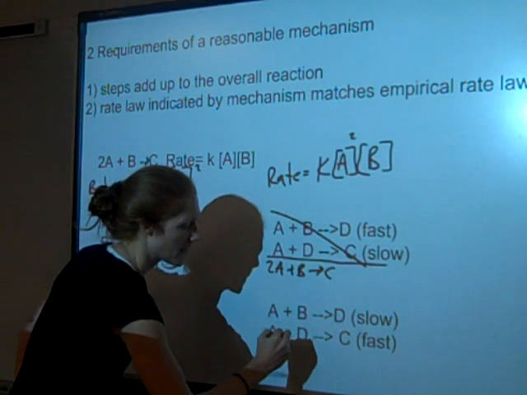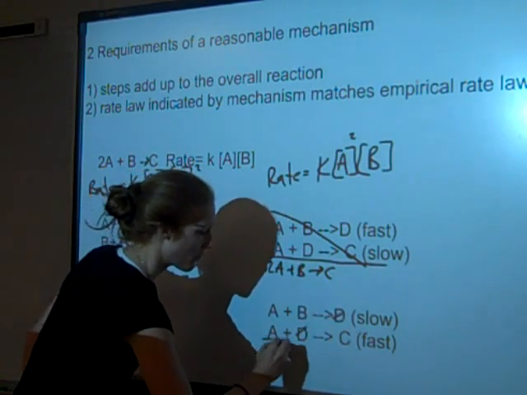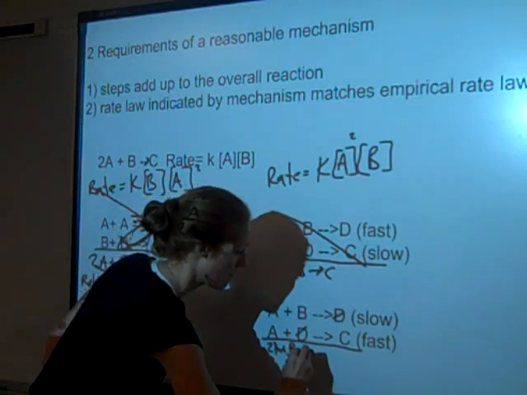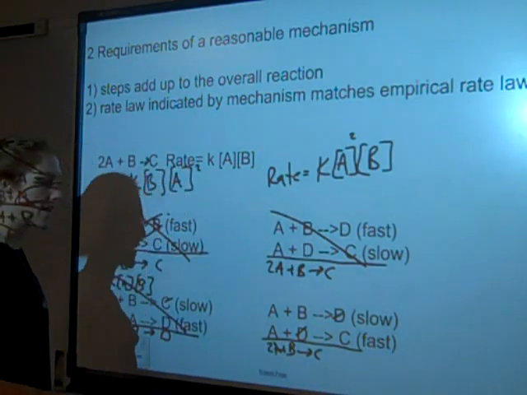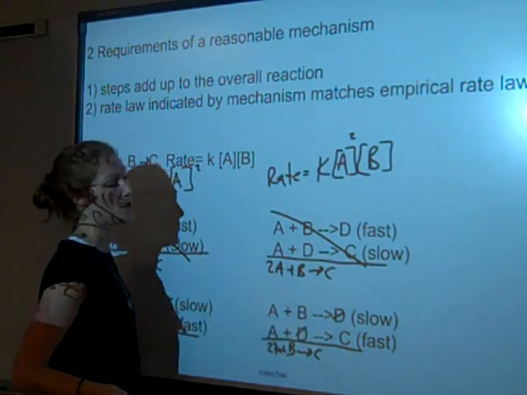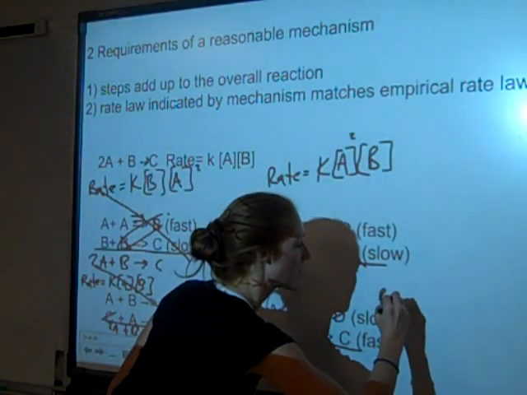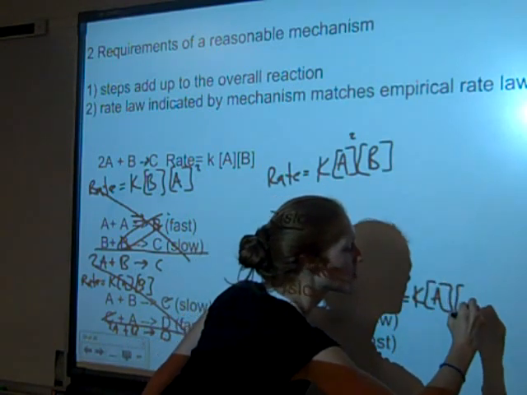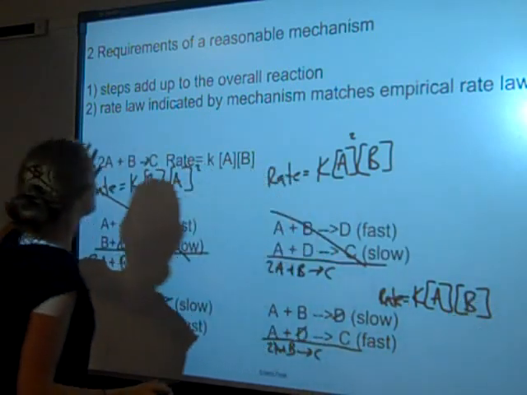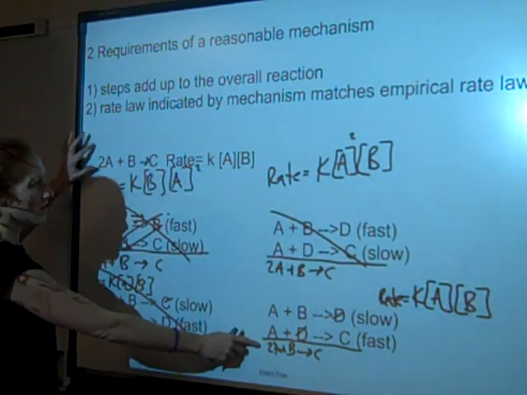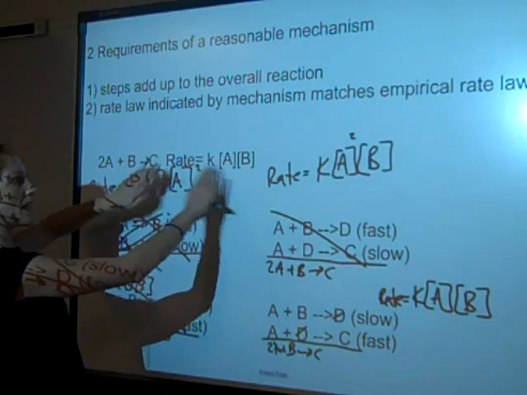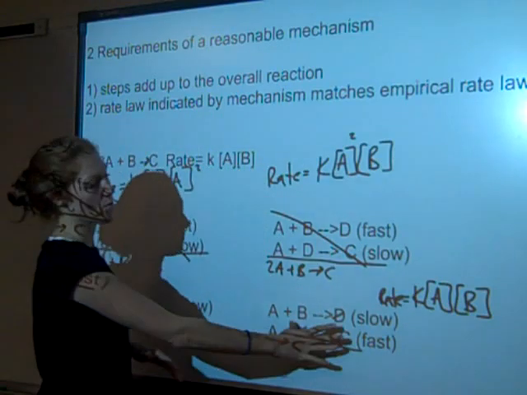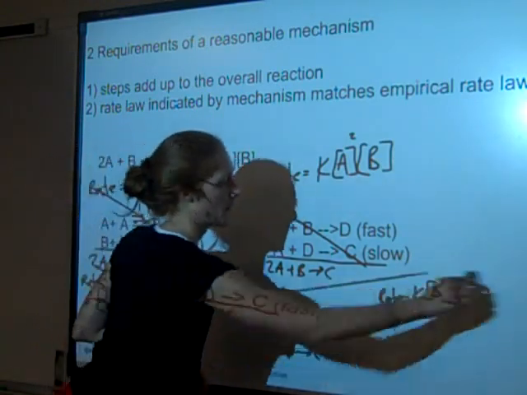Okay, so let's see if this one will work. D is going to cancel out because it's an intermediate, and overall I have 2A plus B makes C. And when I look at the rate law, I can see that A shows up once in the slow step, B shows up once in the slow step. So the rate equation is rate equals k times the concentration of A times the concentration of B. All right, the overall equation matches the steps, and the rate law that I determined in lab matches the rate law that my mechanism is showing. So this is a reasonable mechanism. Yay!